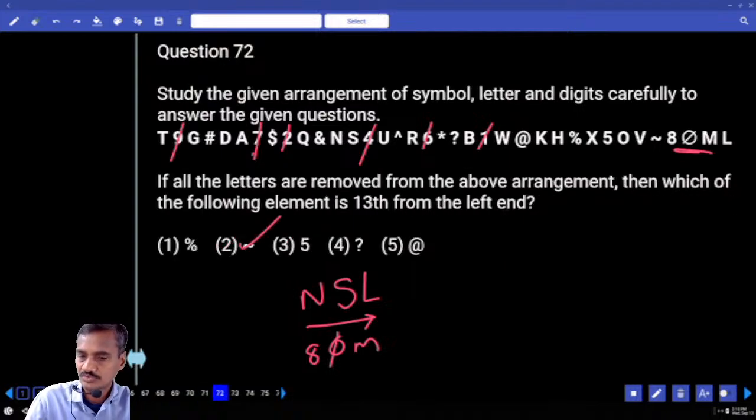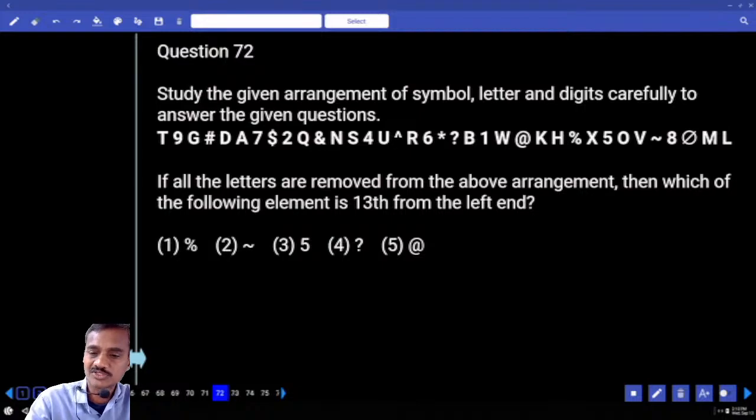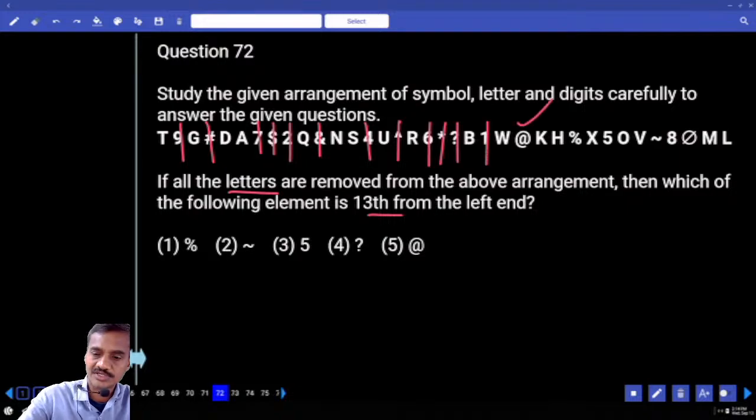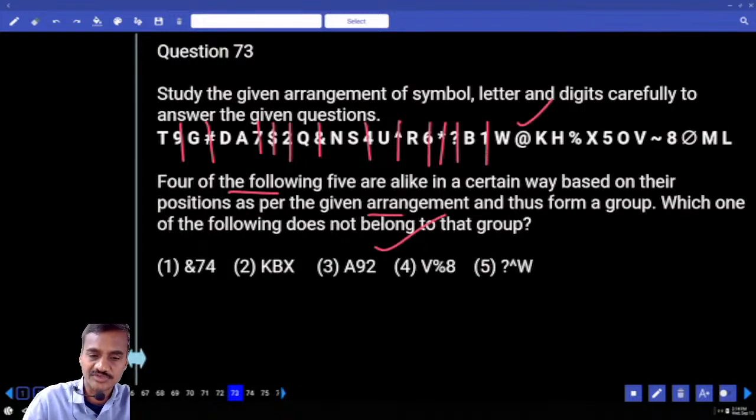Then 72. If all the letters are removed from the above arrangement, which of the following will be 13th from the left? Now we need to count the 13th element from the left hand side without the letters. Without the letters, 13th from the left: 1, 2, 3, 4, 5, 6, 7, 8, 9, 10, 11, 12 and 13. That is the answer, choice 5, question 72.